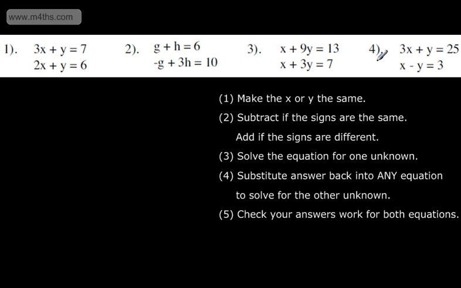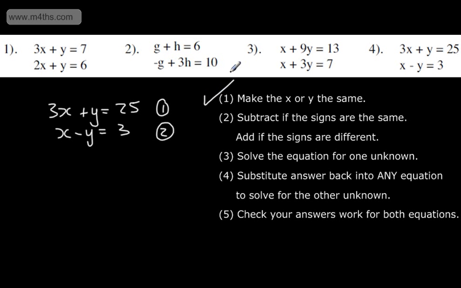Okay, let's look at this one right here. We can see now that the y's are the same. We've got 1y, a plus and a minus. Therefore, we're going to add these. So 3x plus y is equal to 25, and x minus y is going to be equal to 3. Equation 1 and equation 2.